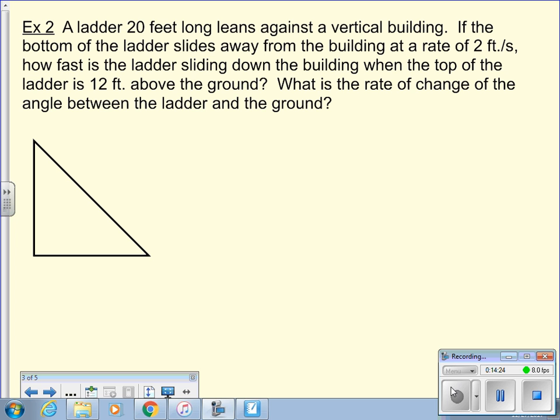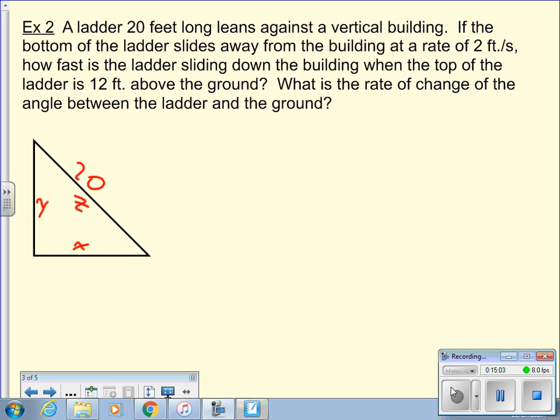So the first thing you want to do is know what's given and what you're looking for. And draw a diagram, label the diagram. So a ladder 20 feet long leans against the vertical building. The bottom of the ladder slides away at a rate of 2 feet per second. Let's give perspective to this. We're going to call this Y. We're going to call this X. We'll call that Z. So Z is 20, right? 20.